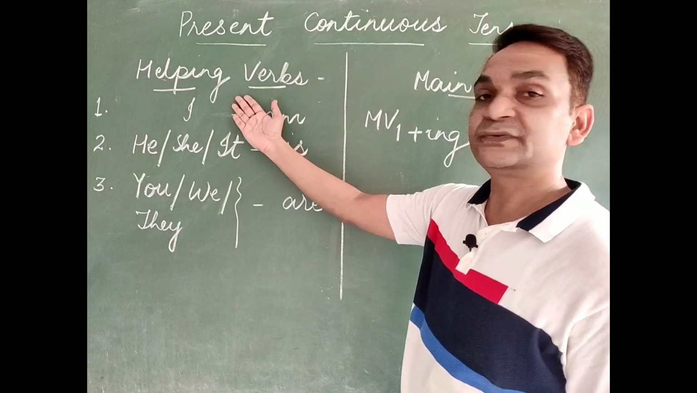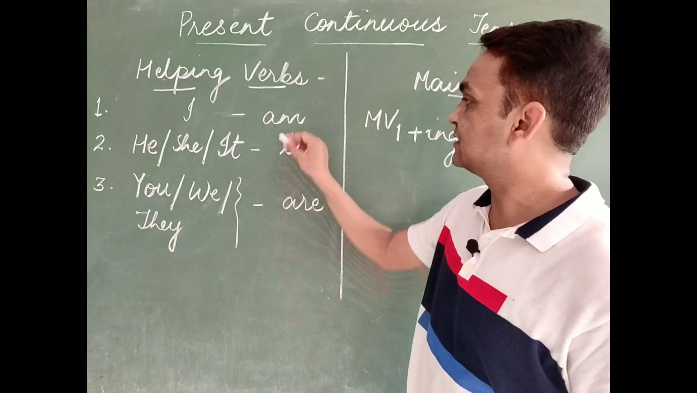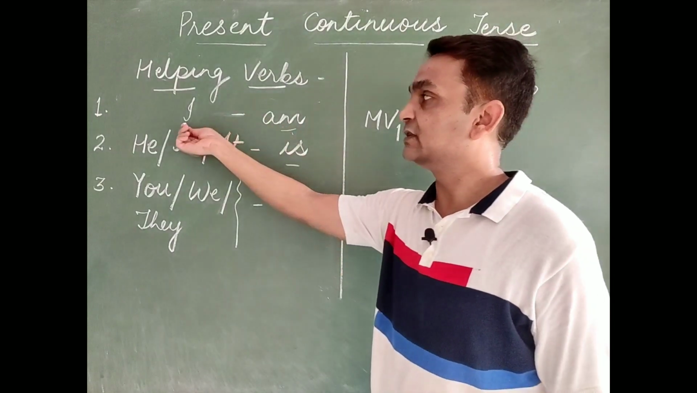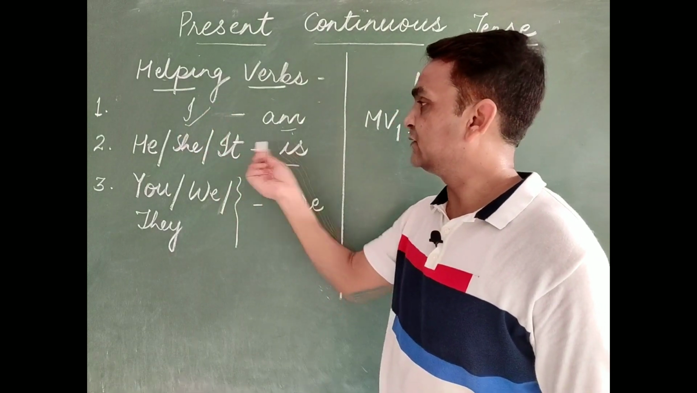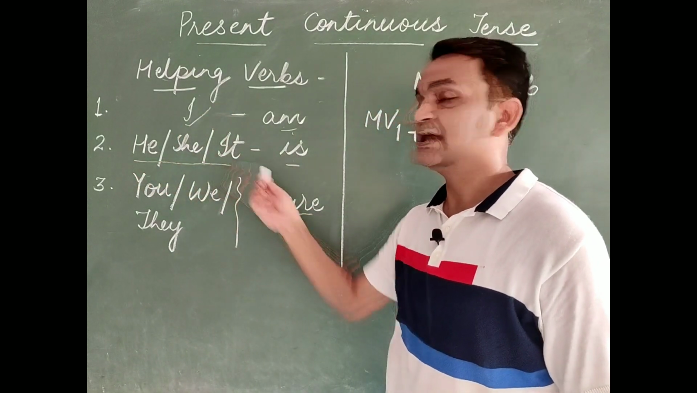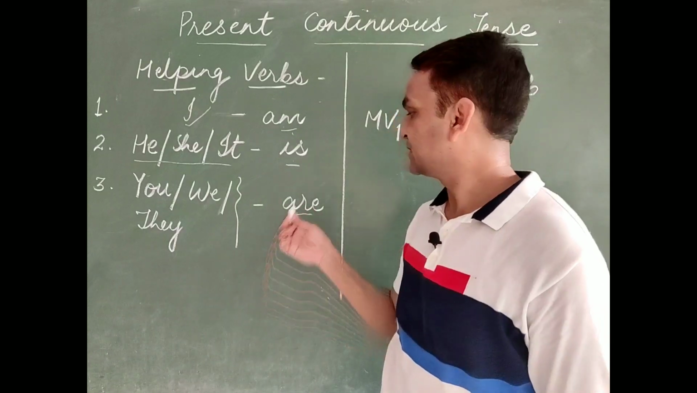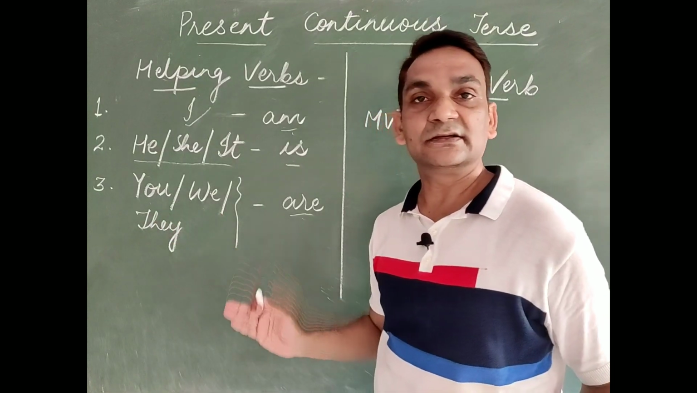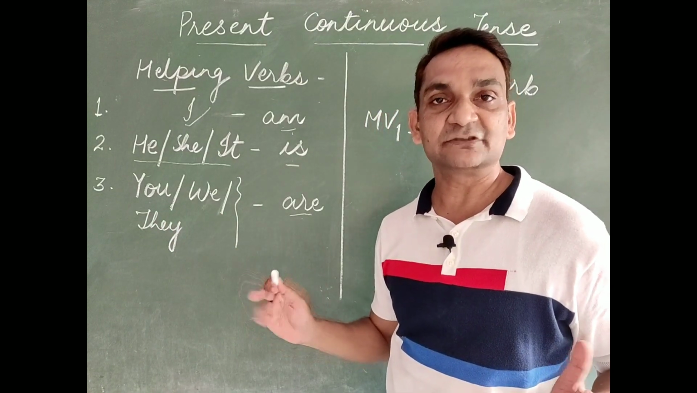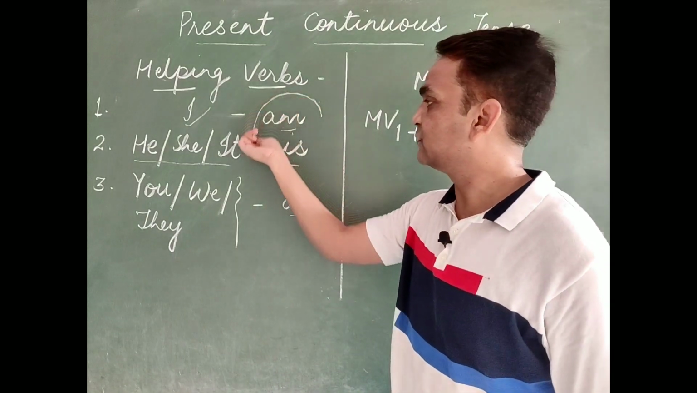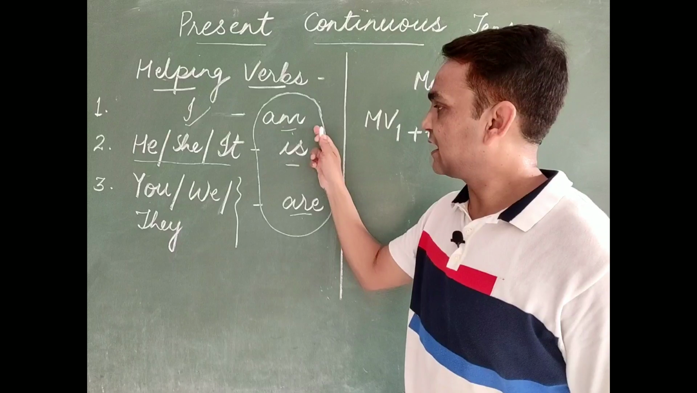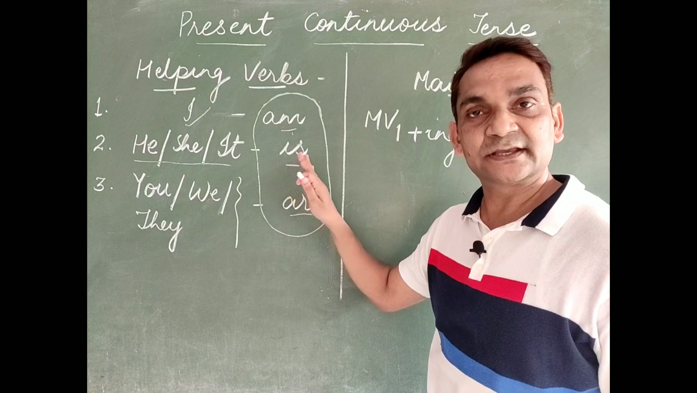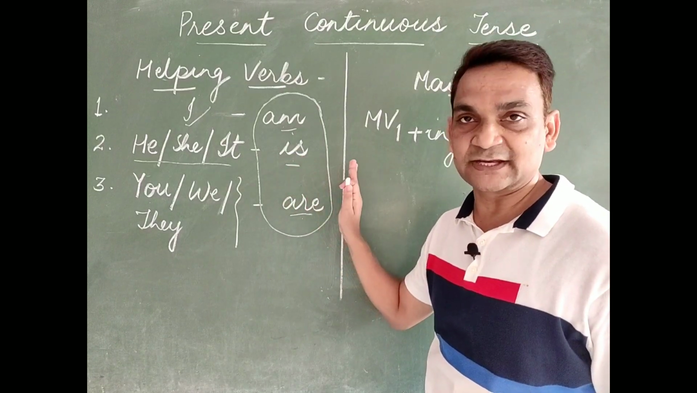So helping verbs that are used in present continuous tense are am, is, are. Am will be used with I, is will be used with he, she, it and other singular nouns, and are will be used with you, we, they and other plural nouns which will serve as subject. So we have three helping verbs and they are am, is, are. Now this is for affirmative sentence, negative sentence as well as interrogative sentence.